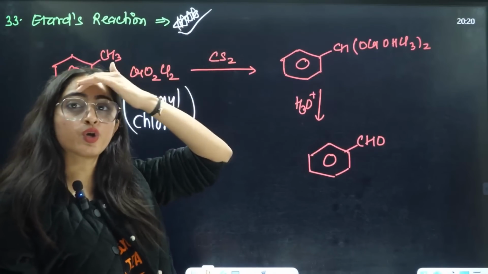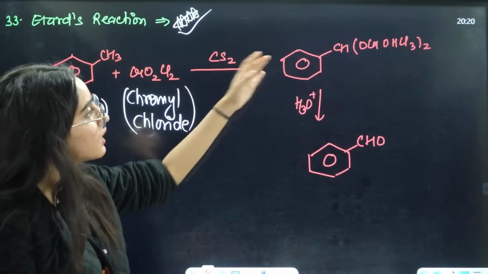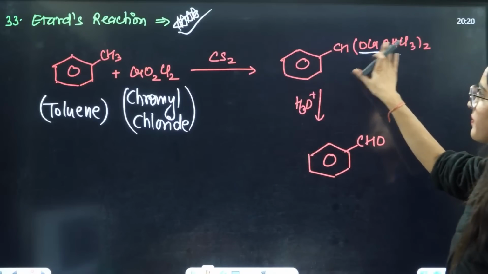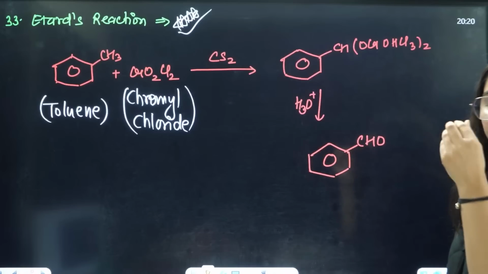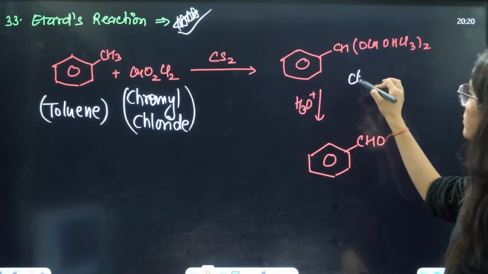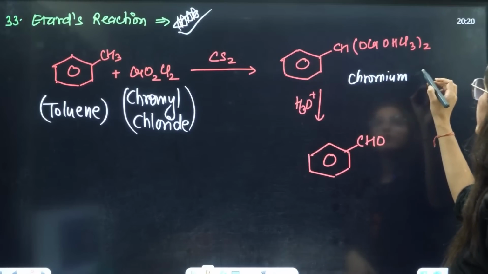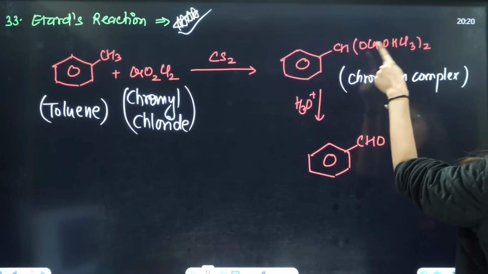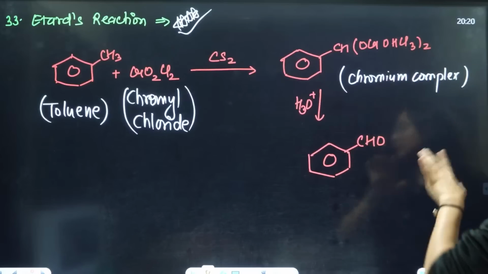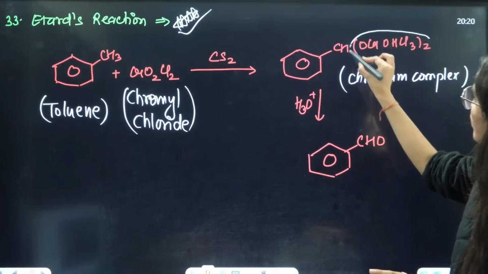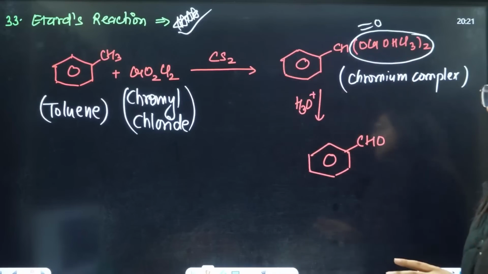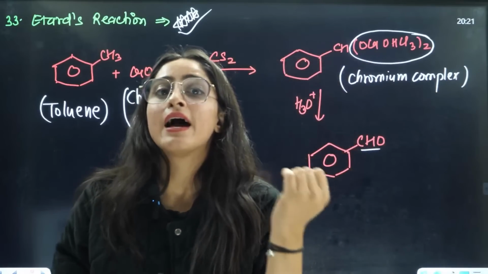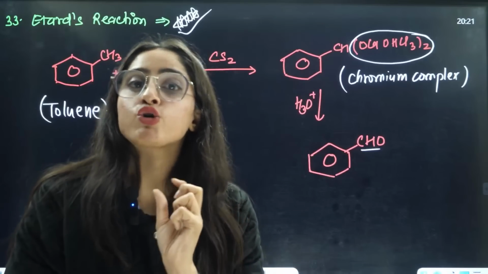You also use carbon disulfide here. Now, what will happen in that position? You will have the formation of a chromium complex. In brackets you have OCr, OHCl2 twice. Now this whole thing will be converted to double bond O after hydrolysis. And this is the formation of benzaldehyde from toluene using chromyl chloride.